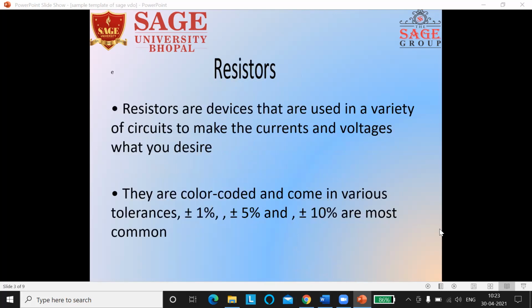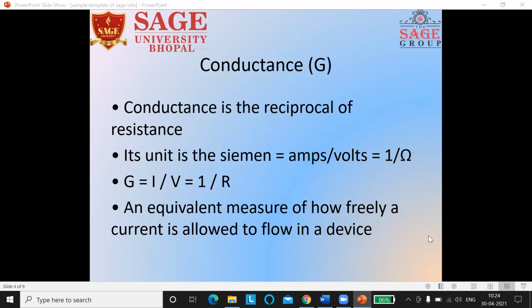And after that, what is a resistor? Resistors are devices that are used in a circuit to make the current and voltage what you desire. There are many resistors we use in basic electrical and electronics. They are color coded and come in various tolerances, plus or minus 1%, plus or minus 5%, and plus or minus 10% are most common.